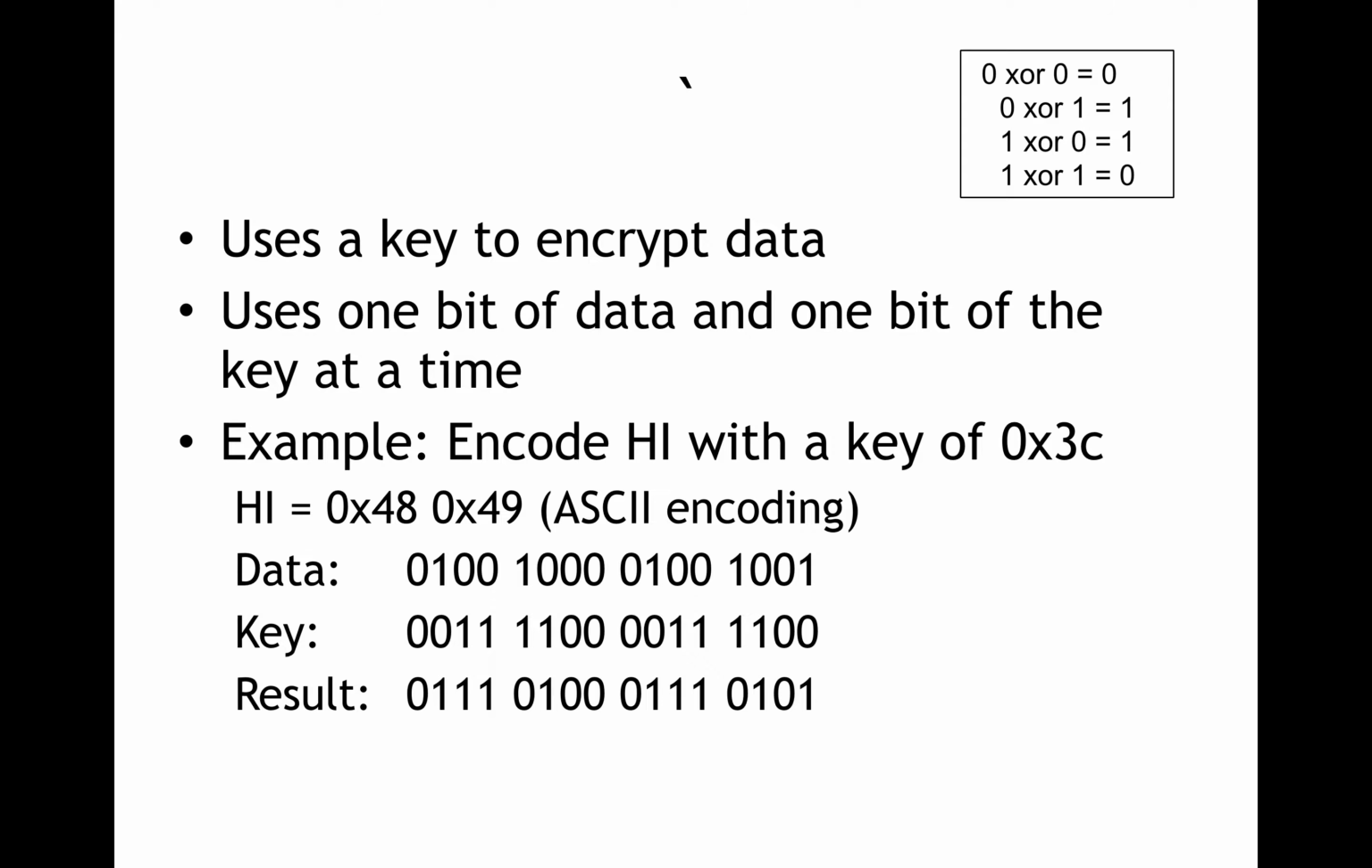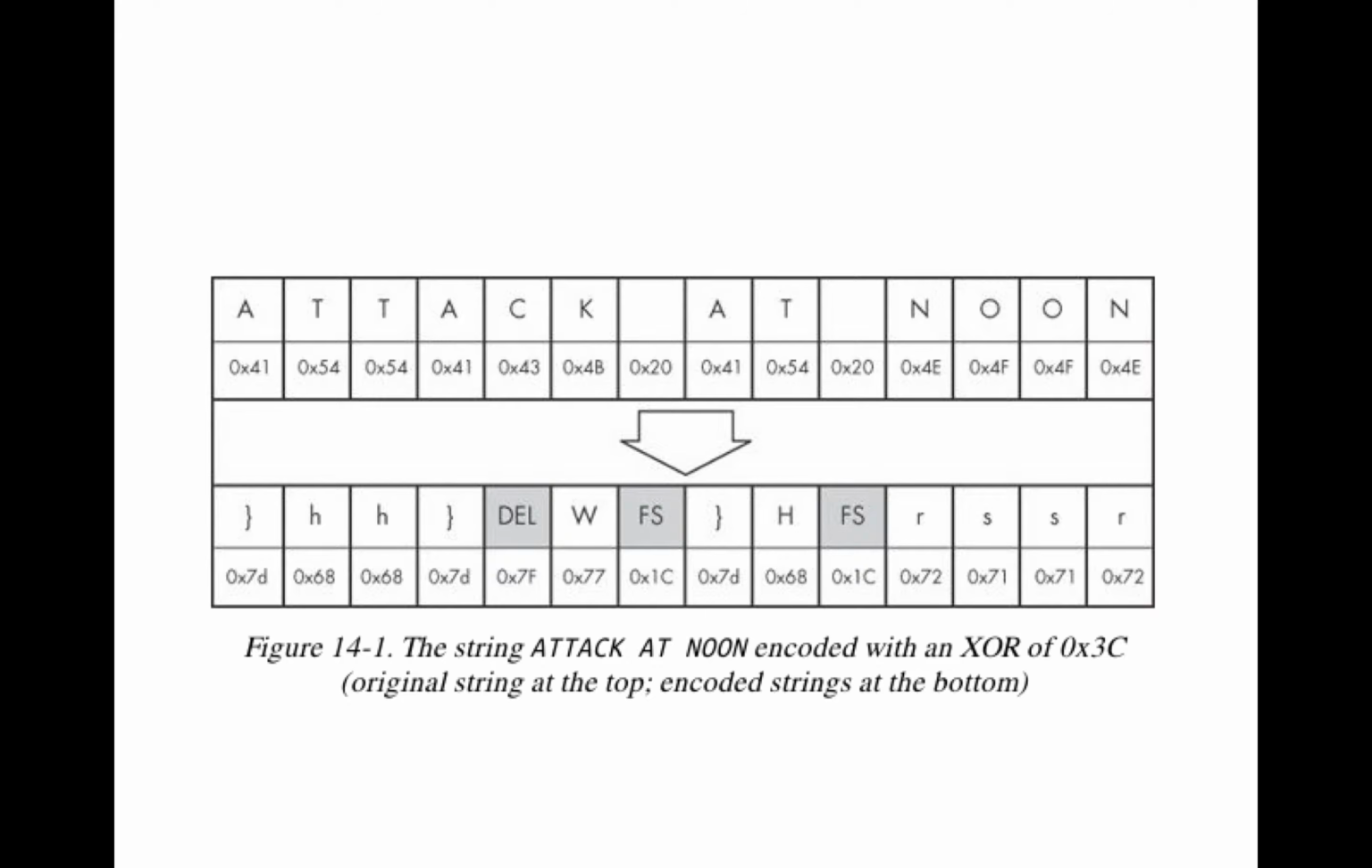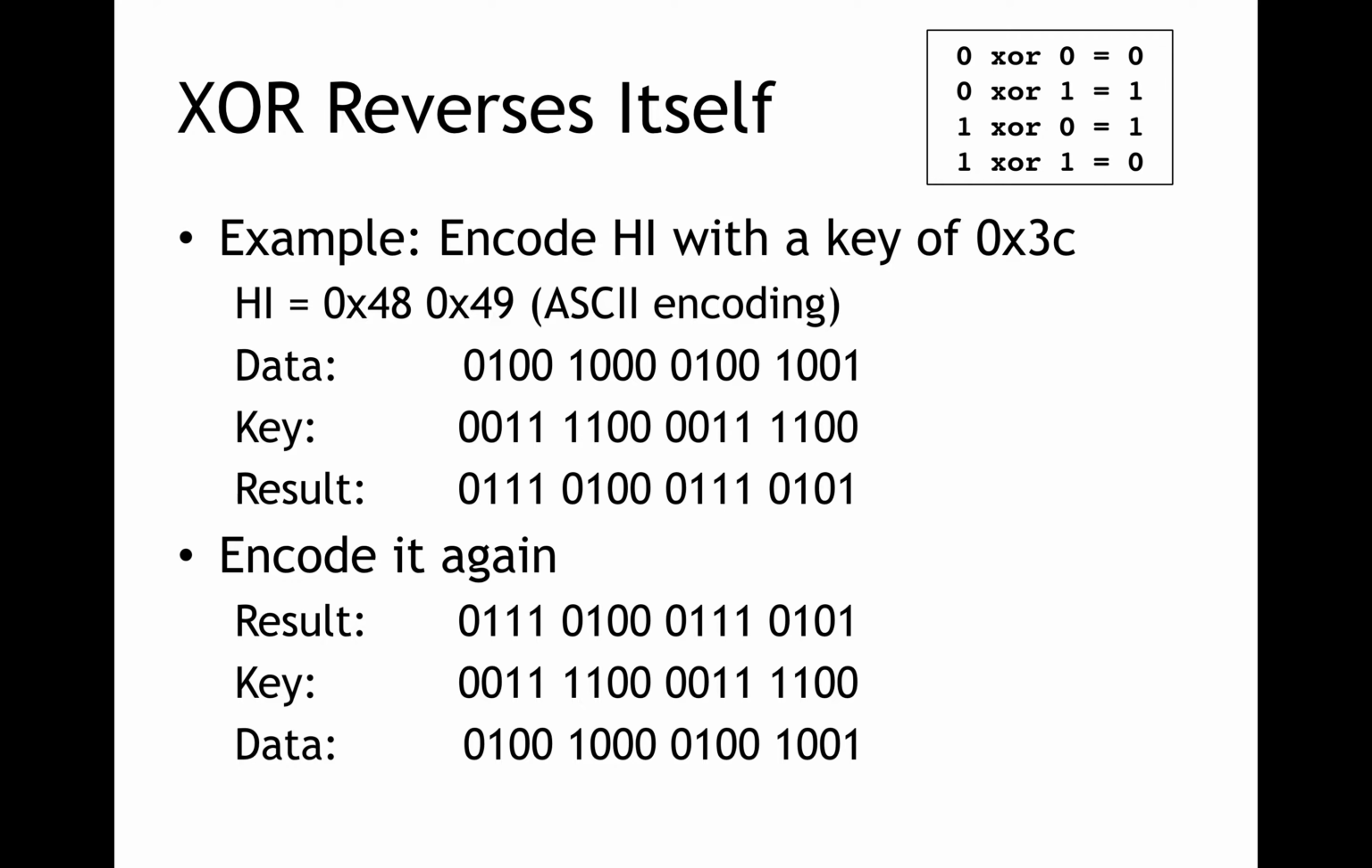And by flipping some of the bits, it changes into completely different stuff. And you decrypt it with exactly the same process. So it's simple. And there's the example. "Attack at noon" will turn into this garbage. Bracket, HH, bracket. A lot of characters in ASCII, when submitted to XOR encryption, turn into unprintable things like DEL and FS, which is a file separator or something. And if you do it a second time, it undoes itself.